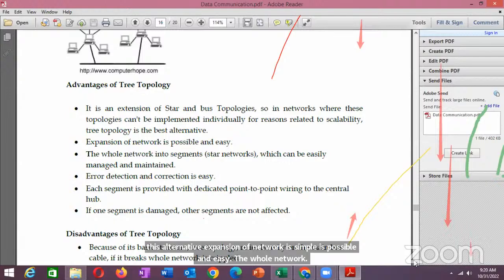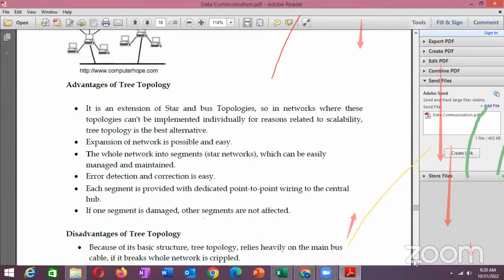The whole network is divided into segments, that is the star network, which can easily be managed and maintained. Then error detection and correction is easy. Each segment is provided with dedicated point-to-point wiring to the central hub. If one segment is damaged, other segments are not affected.